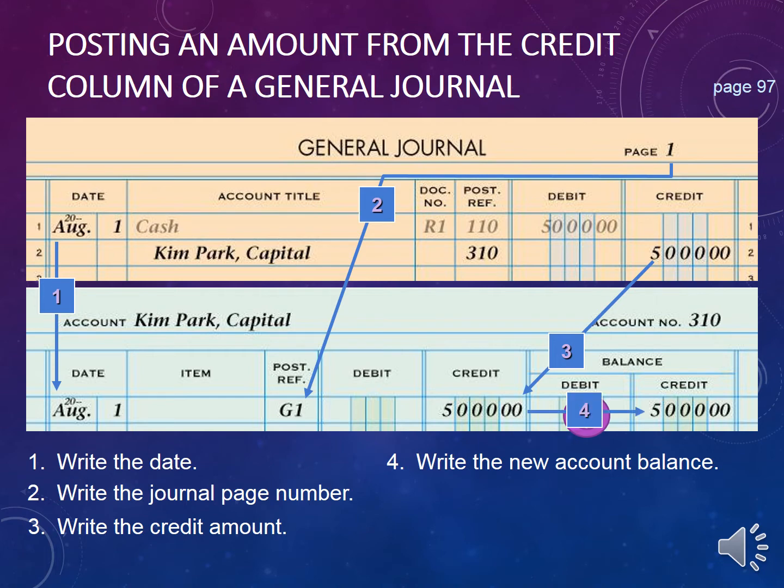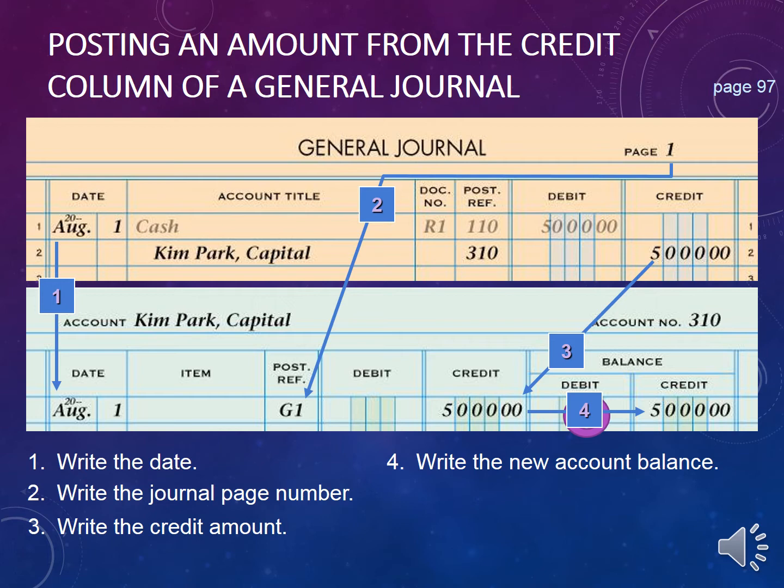Then we need to record our new account balance. Since capital increases on the right side, we know that our credit balance will be on the right side, or a credit. Since this is our first entry into the capital account, we will add our $5,000 credit to a zero balance, and we will come up with a $5,000 credit.